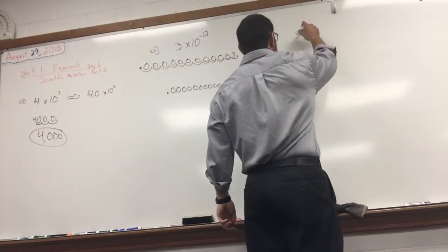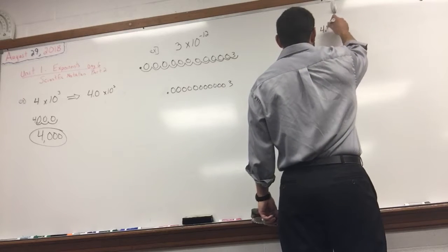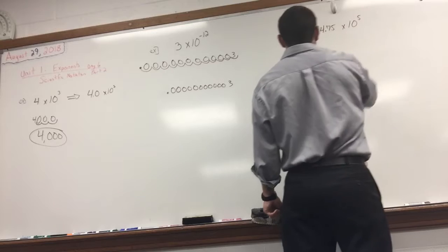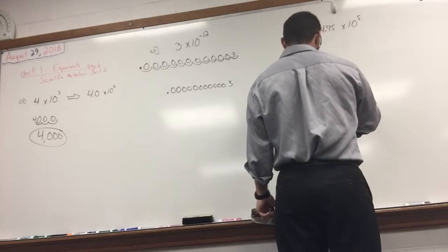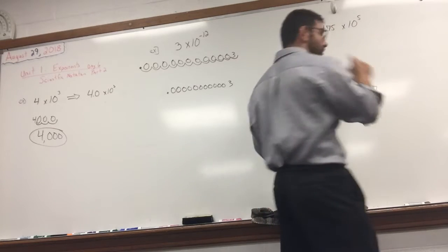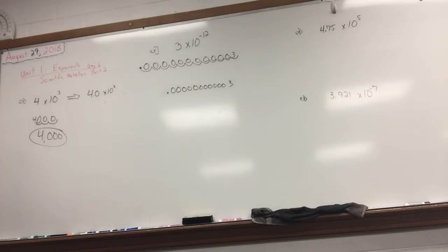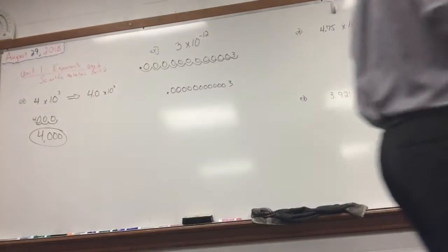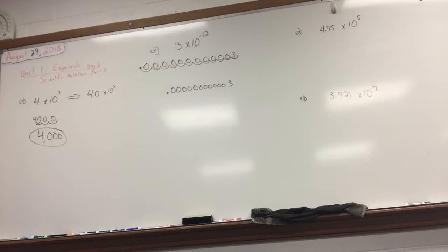So here's two more. Change again to standard form. 4 and 75 hundredths times 10 to the fifth. And 3 and 921 thousandths times 10 to the negative 7. Try those two. Once you get them, raise your hand. We'd like to come around and see. Positive exponents are going to be moving to the right. Negative exponents are moving to the left.